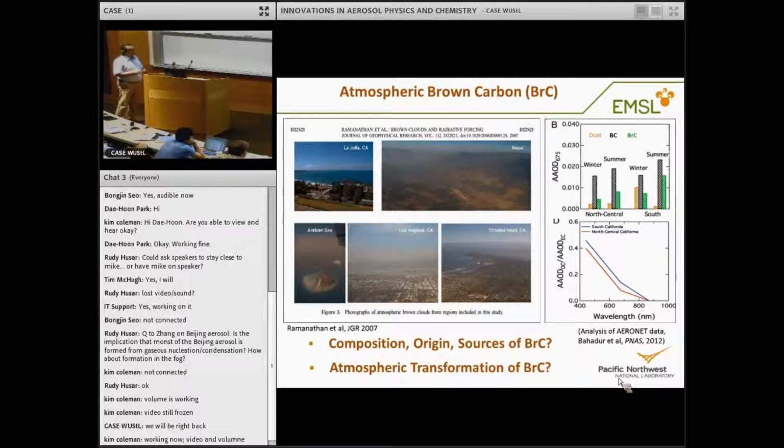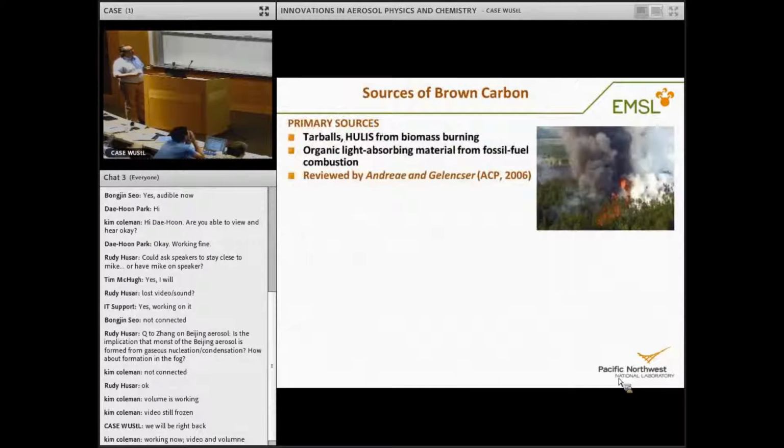At this point, very little is known about the composition, origin and sources of brown carbon overall. And what is most important, it's really unknown what's happening with this material as it undergoes atmospheric transformations and atmospheric aging. As I already said, the major source of brown carbon is biomass burning, the fuel-less material released in biomass burning. And depending on the fuel type, the chemistry of this material, even in the primary source of biomass burning, will be quite different.